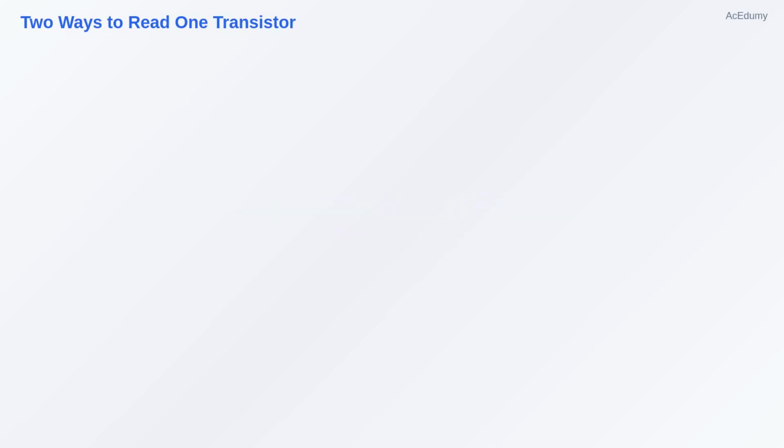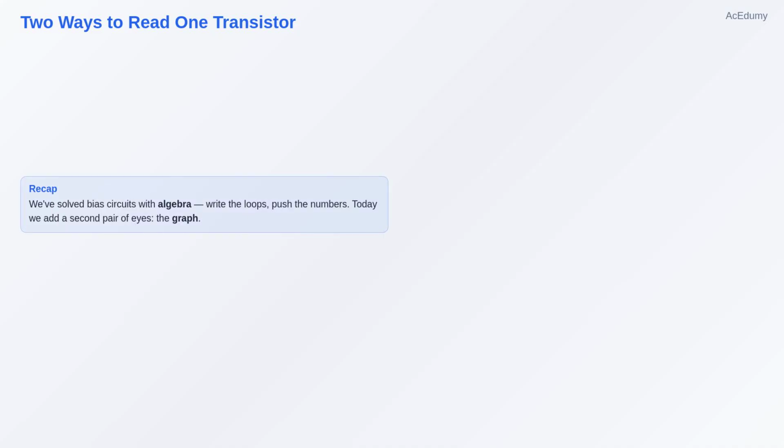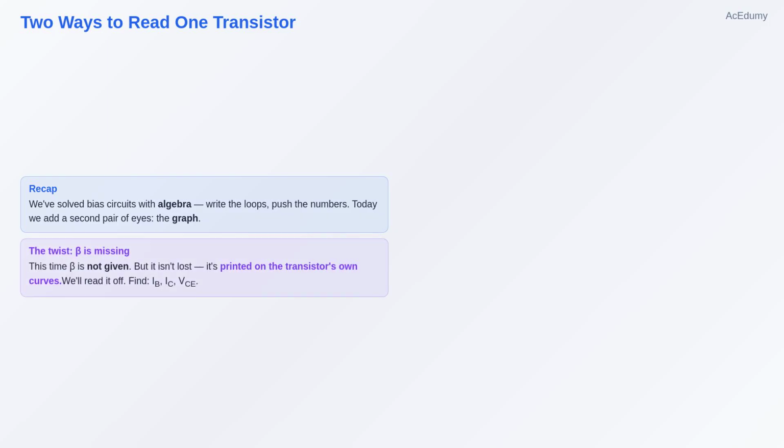Welcome back. We have solved the whole family of bias circuits with algebra. Write the loops, push the numbers through. Today we add a second pair of eyes, the graph, and we start with a twist. Look at this transistor. Its current gain, beta, is not given to us.